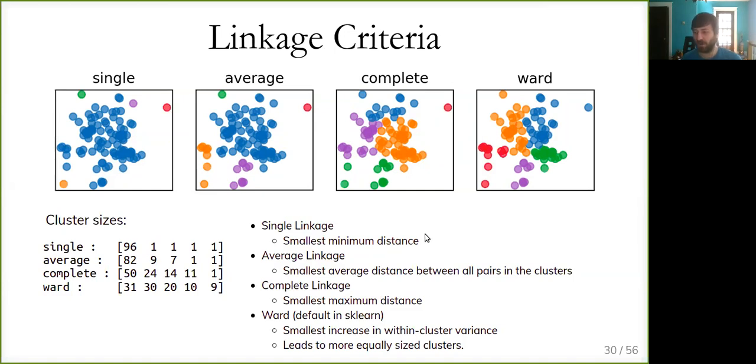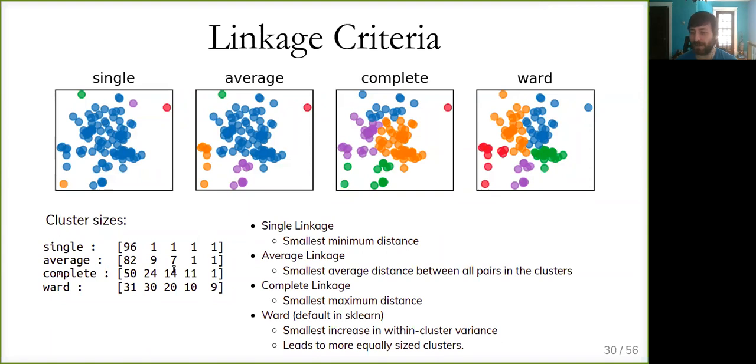And then Ward, which is the default in scikit-learn, is a little bit more elaborate. It says you merge the clusters where merging gives the smallest increase in within-cluster variance. So this looks at variance, not just at pointwise distances. So this actually encourages more similarly sized clusters.